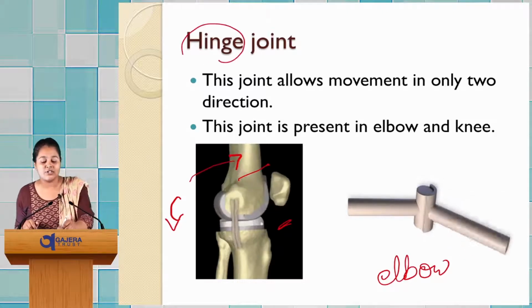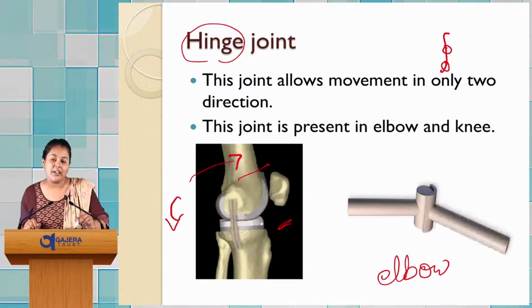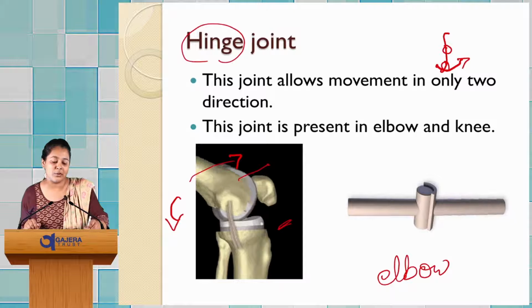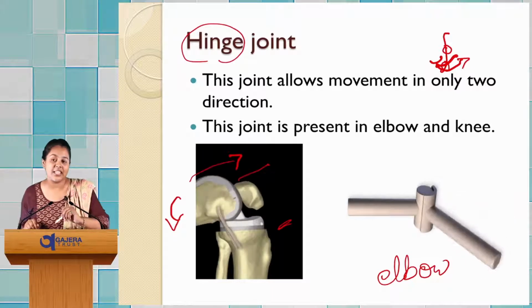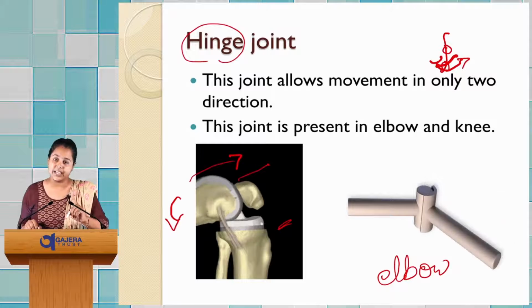The name hinge comes from the hinges which are present in our doors. We have our doors, we can open and close the doors in two directions. The word hinge comes from there. So this is your first type of joint, hinge joint.